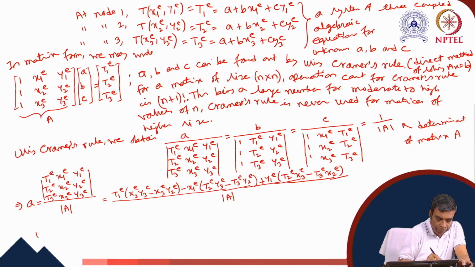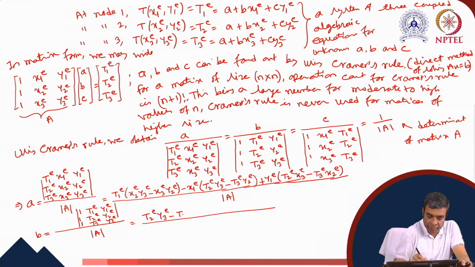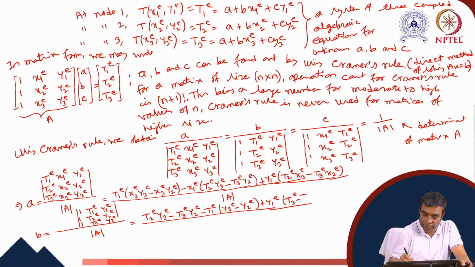Similarly, we can find B equals the determinant of [1, T1e, Y1e; 1, T2e, Y2e; 1, T3e, Y3e] divided by determinant of A, which equals T2e Y3e minus T3e Y2e minus T1e into (Y3e minus Y2e) plus Y1e into (T3e minus T2e), divided by determinant A.